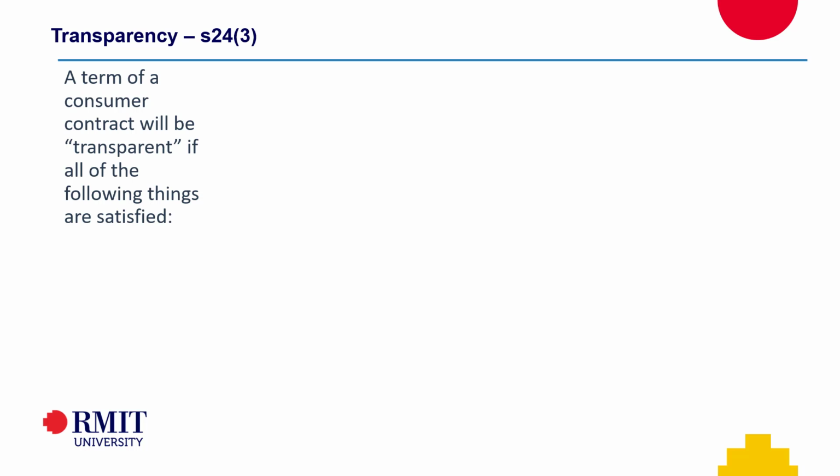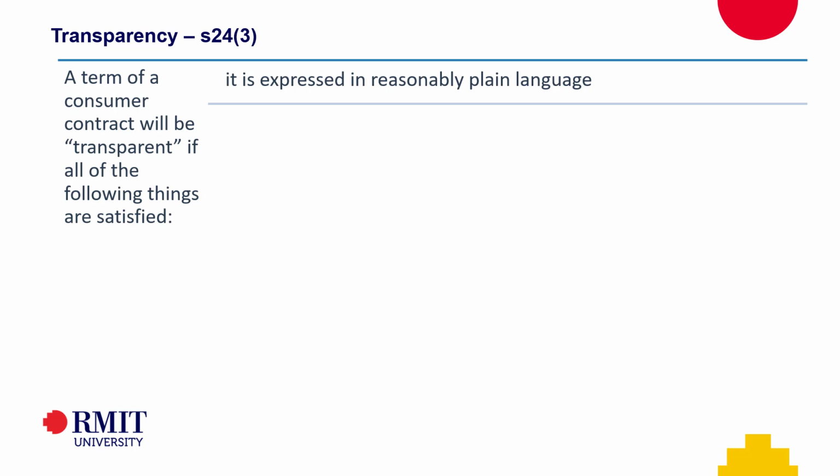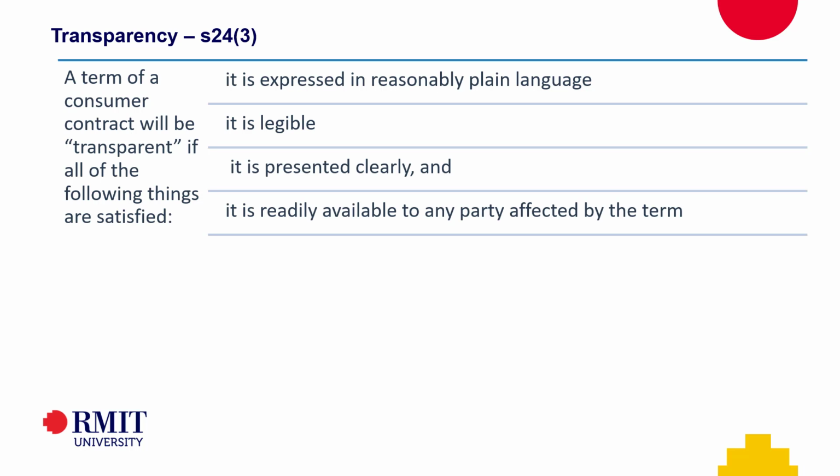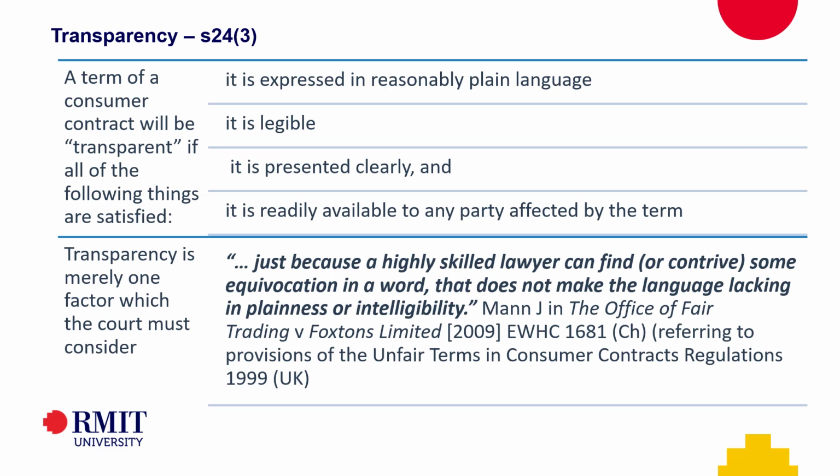So what does transparency mean? Section 24(3) will tell you. You need to have all of the following. It needs to use plain language, needs to be legible, and that will go to things like font size and your ability to read it. It needs to be clearly presented and needs to be readily available to any party that is affected by the term. But it's only one factor. So this comes from the Office of Fair Trading and Foxton's 2009 decision. Just because a highly skilled lawyer can find or contrive some equivocation in a word, that does not make the language lacking in plainness or intelligibility.